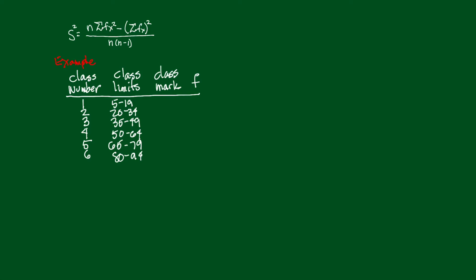Now here's the class marks. What do you get for this one? 5 and 19 is 24, divided by 2, we're going to get 12. And what do we get here? 20 and 34 is 54, divided by 2, you get 27. Now, how far are those apart? Those are 15 units apart. So if I just add 15 to 27, that'll give us 42. And you can check that. 35 plus 49 divided by 2 is going to give us 42. Then add 15 again, we're at 57. Add 15 again, we're at 72. Add 15 again, we're at 87.